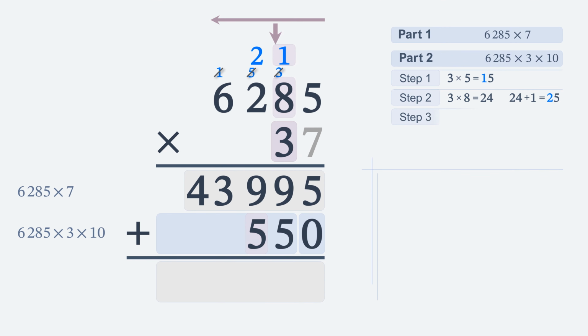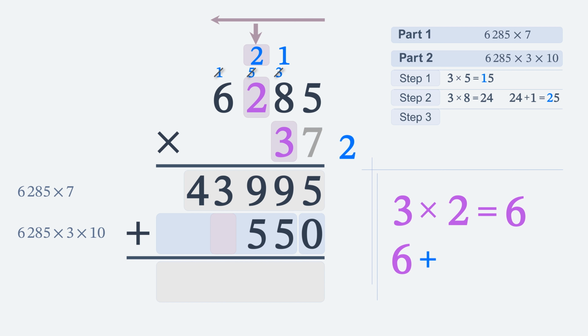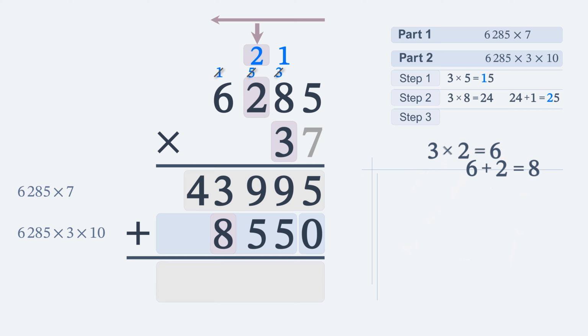So we move on to the third step. We multiply 3 by 2, which equals 6. Since we carried 2, we add it to 6. 6 plus 2 equals 8. This time we have a one-digit number, so we don't need to carry. We write 8 in the thousands place of the answer.